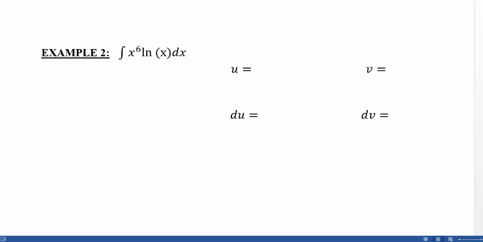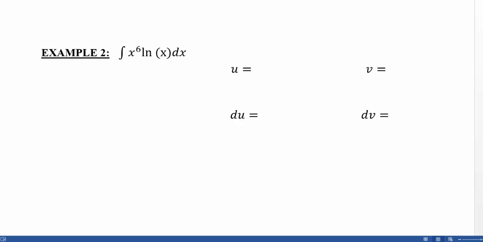Again, I want to pick my u to be something that's simpler when you take the derivative. So x to the 6th has a derivative of 6x to the 5th. That's simpler because the power is 1 degree lower. However, the derivative of the natural log of x is 1 over x, and that is going to be simpler than the natural log of x. So both of these functions get a little bit simpler when you take the derivative. So we need to consider if we can take the antiderivative of both of these functions.